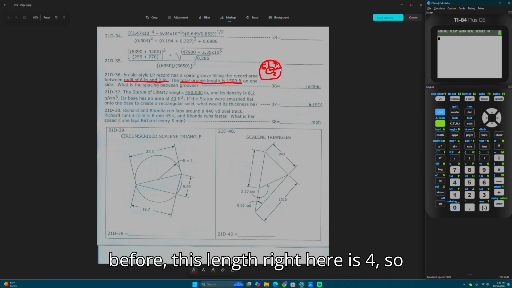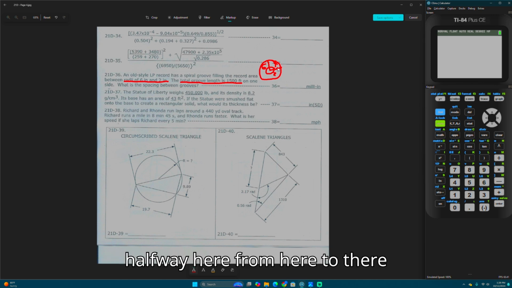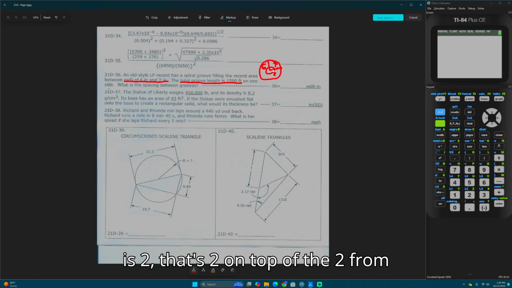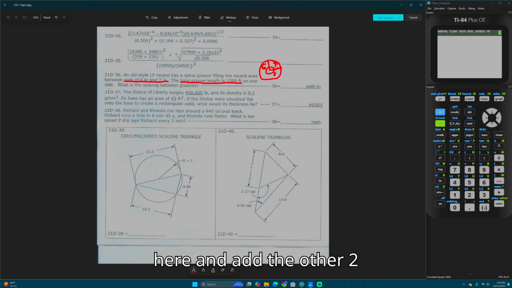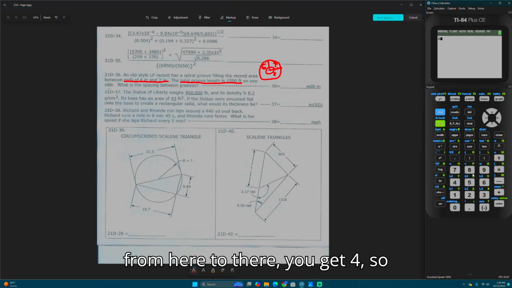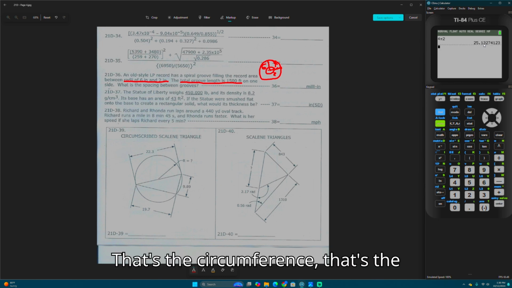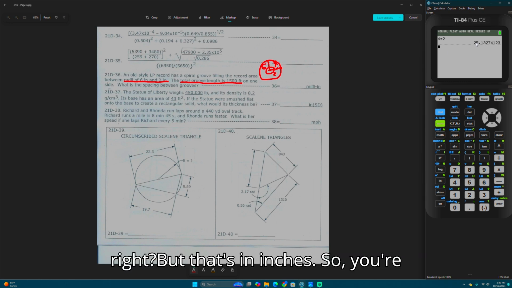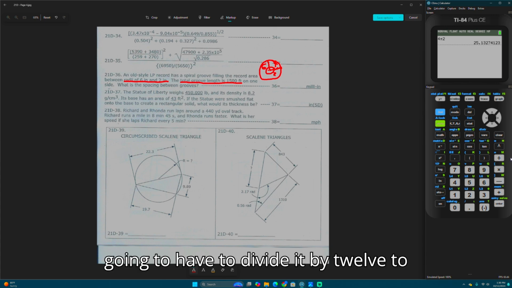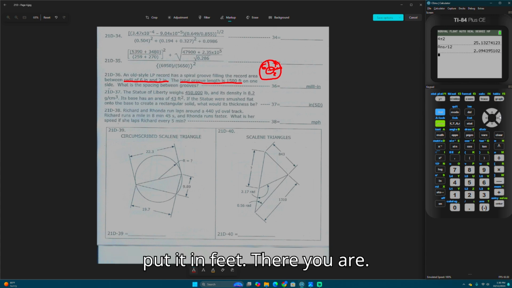So as I said before, this length right here is 4. So halfway from here to there is 2. That's 2 on top of the 2 from here. If you can see my cursor, the 2 here, and add the other 2 from here to there, you get 4. So it's 4 pi times 2. That's the average circumference of all of the grooves. But that's in inches, so you're going to have to divide it by 12 to put it in feet.